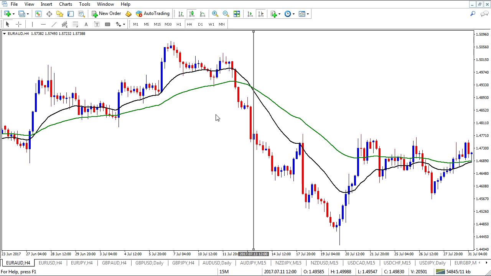So when we have these moving averages, look for the crossover, look for the pullback into the moving averages, and then be looking for the trading opportunities in the direction of that moving average bias.